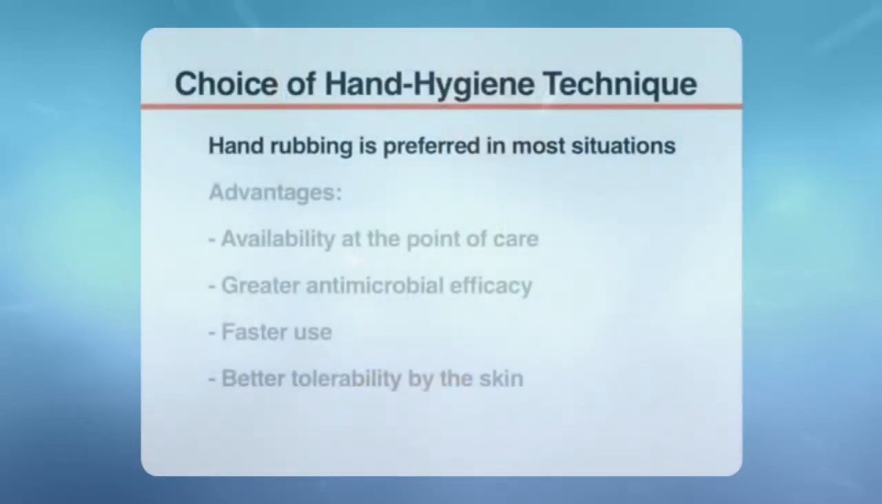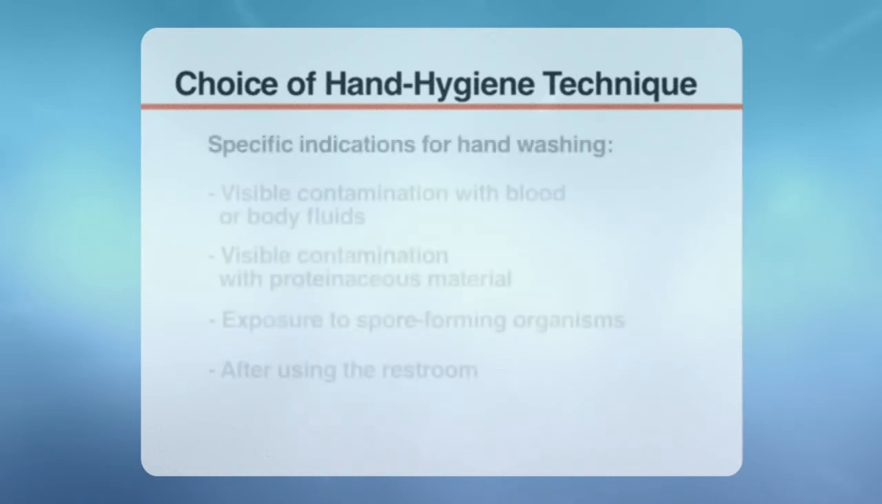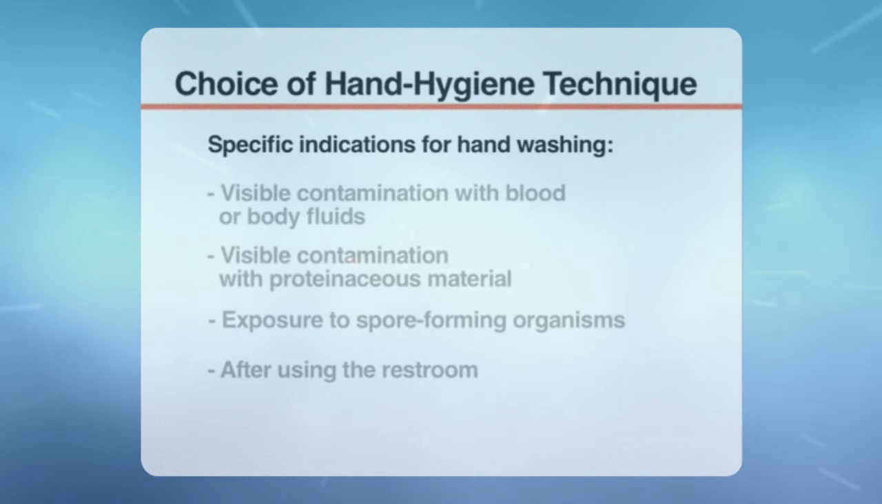Hand rubbing with an alcohol-based formulation is the preferred hand cleansing procedure in most clinical situations. The main advantages of alcohol-based hand rubs as opposed to soap and water include availability at the point of care, greater antimicrobial efficacy, faster use, and better tolerability by the skin. There are a few specific indications for which hand washing should be performed instead of hand rubbing.